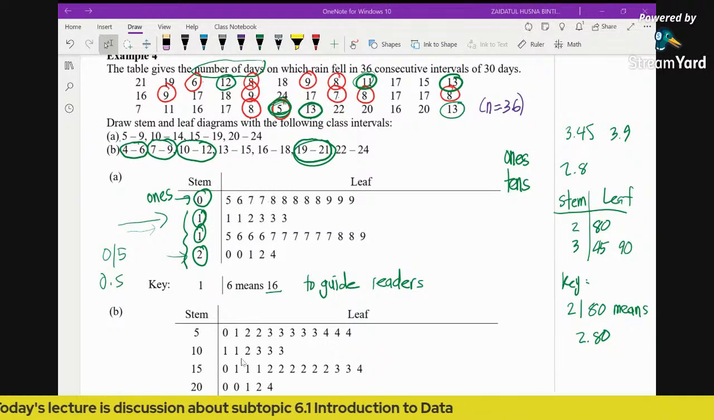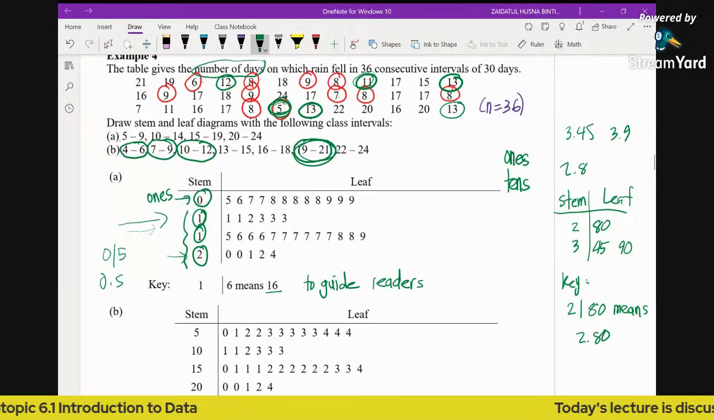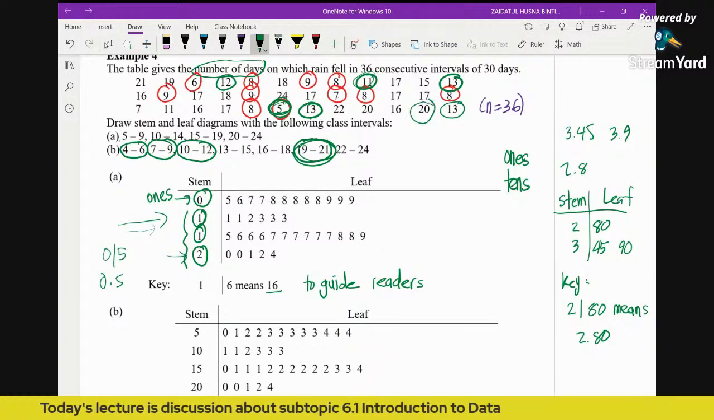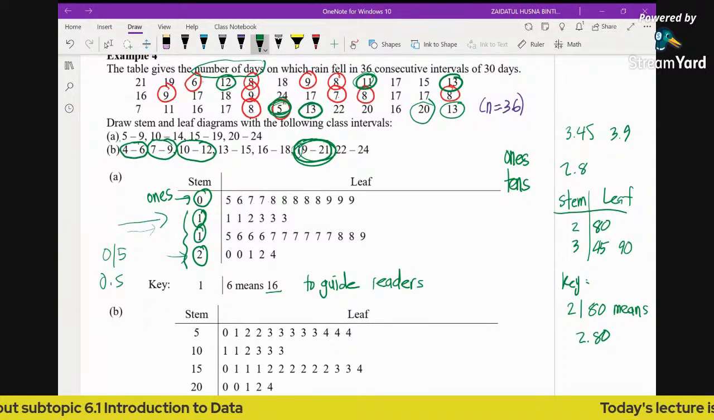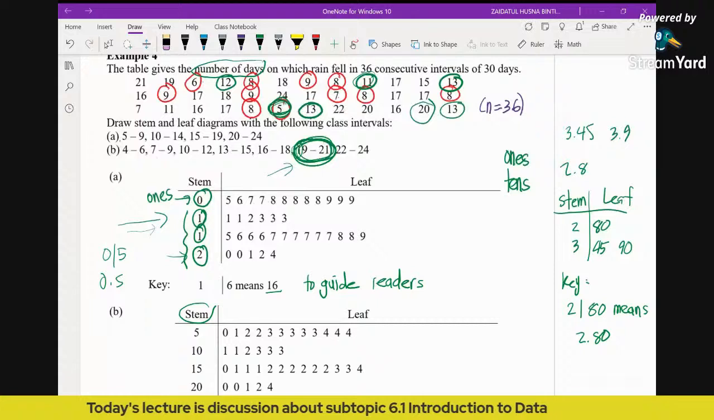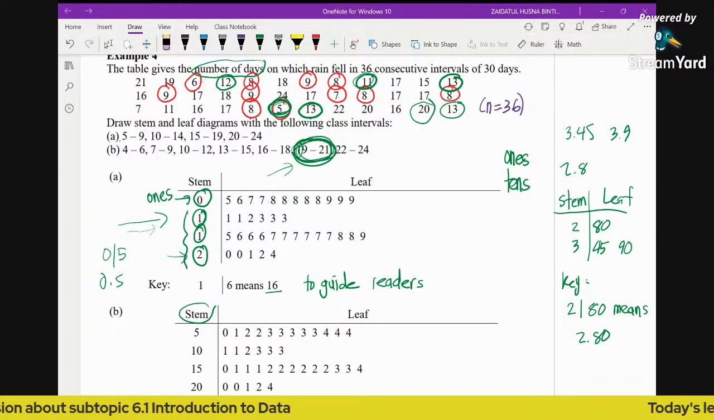So the problem is with this interval, 19 until 21. So how are we going to choose the stem value? Because if we choose 1, then how are we going to represent the value 20? So in this case, we cannot choose the front digit or the first digit here to become the stem, because here the conflict will come for this particular interval. So that's the problem.